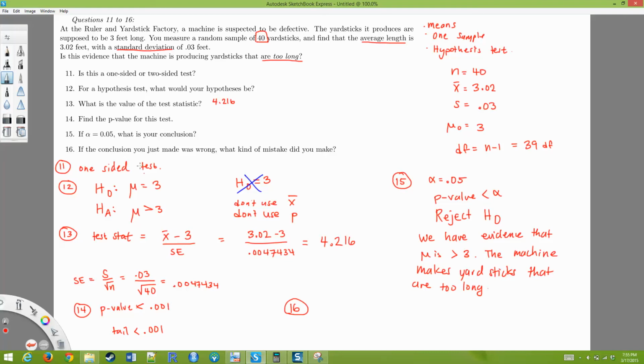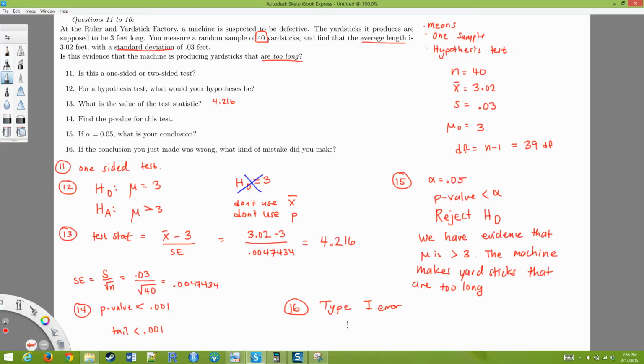All right, number 16. If this conclusion that we made was wrong, what kind of mistake did we make? So it's either going to be a type 1 or type 2 error. And it's a type 1 error. Type 1 is our decision is to reject, but that was a mistake. If our conclusion here to reject was a mistake, what kind of error was that? That's a type 1 error. So that just requires knowing your definition of type 1 and type 2 error.